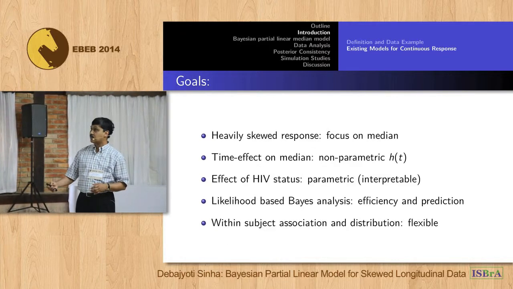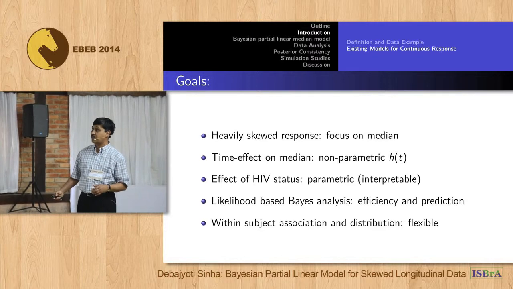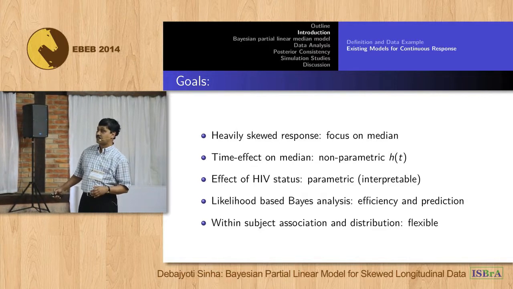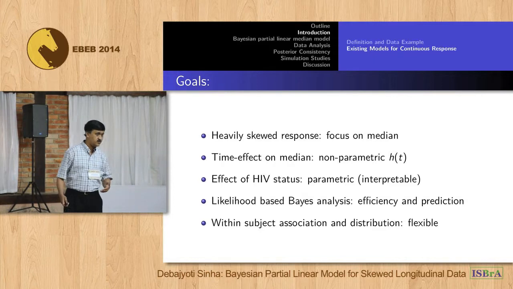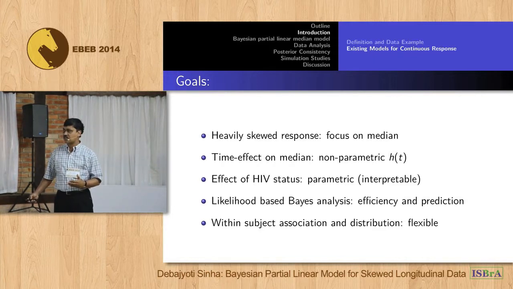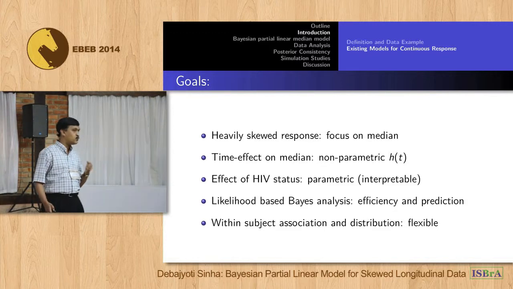So our goals are: a heavily skewed response, to focus on the median, a non-parametric effect of time, a parametric effect of HIV status, and a latent-based analysis, because it has better efficiency and prediction, and it can do predictions and within subject associations. That's another thing we haven't talked about. So for the within subject associations and the distributions, we want the structure to be very flexible, which is very much needed for longitudinal data.